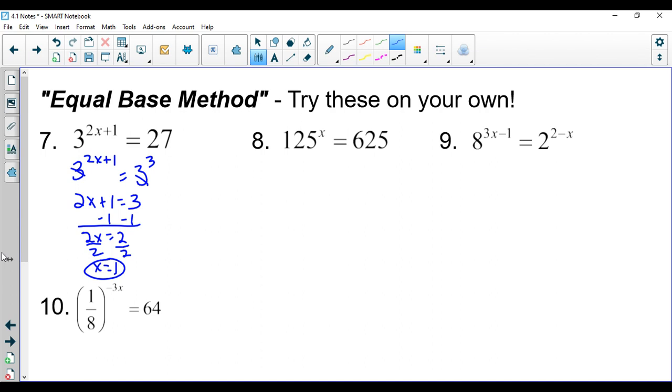For number 8, we have 5 to the third. Our base is going to be 5. 5 to the third is 125. It has to be raised to the x. 5 to the fourth is 625. We multiply our exponents here. Our bases now cancel, so we get 3x equals 4. And we would end up with x equals 4/3.